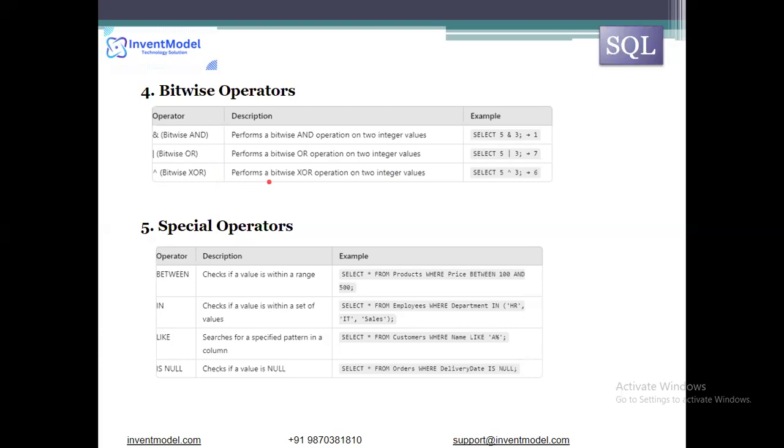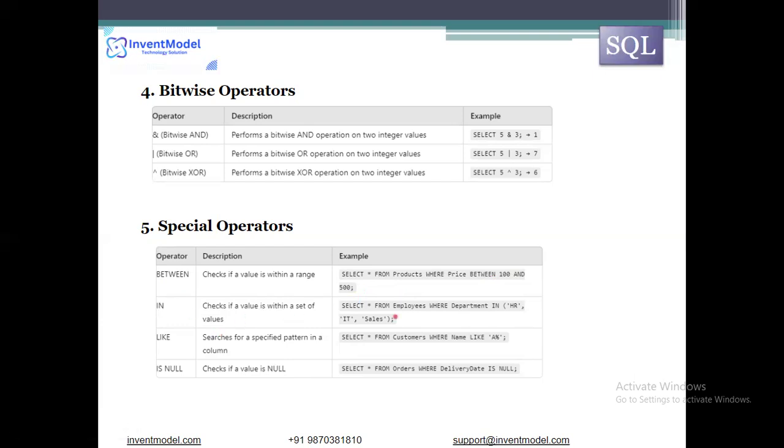XOR performs a bitwise XOR operation on two integer values. Okay, special operators. BETWEEN checks if a value is within a range. Between means it shows the values with price between 100 and 500, like 200, 300, 400. So it shows the price between 100 and 500. IN checks if a value is within a set of values.